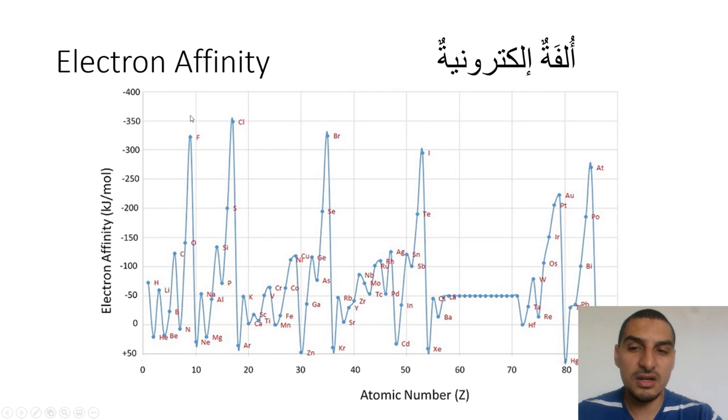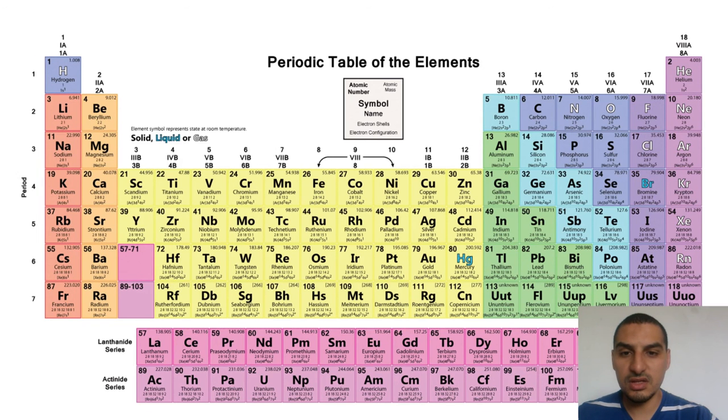It should be something around 370, 380, something like this, but we found it to be 330 or 325. And this is because of the repulsion between the electron cloud and the coming electron. And this is all we need to know for the electron affinity. I'm sorry.